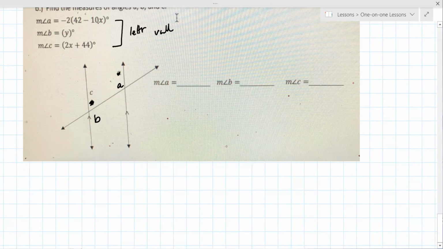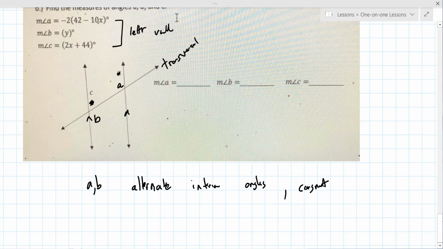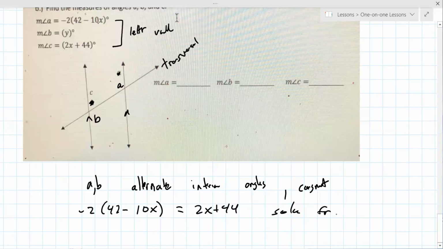So what kind of angles are A and B? This is a transversal, and these lines are parallel. So this is what you proved in the previous problem. A and B are what are called alternate interior angles, and they are congruent. So if they're congruent, you can set A equal to B. So that's -2(42 minus 10x) equals 2x plus 44. And you can solve for x.